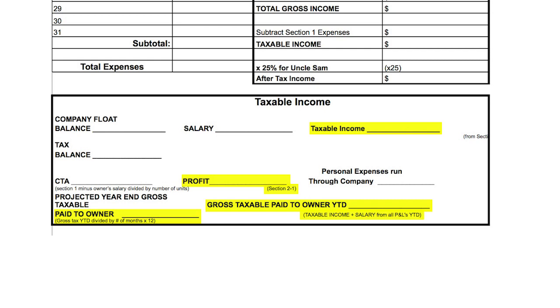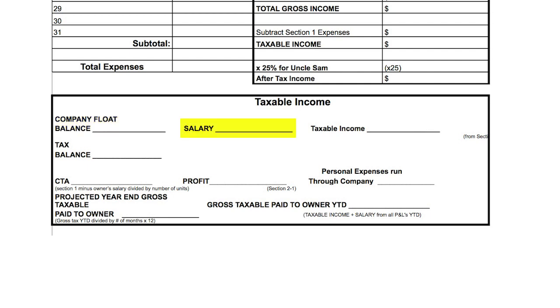If you're paid on a 1099, most likely if you're a real estate agent, you've got a little bit more work to do on the bottom here. You're going to fill out your company float balance. That's how much money you need to have in your company float. So typically, most people keep about 1 month's average Section 1 expenses in their company float. So you need to have an account for that. You keep about 1 month's worth of expenses in there. And that's where you tell us how much you've kept.